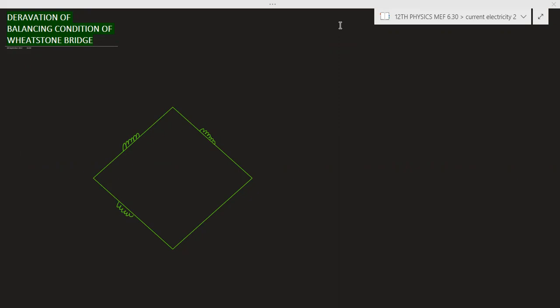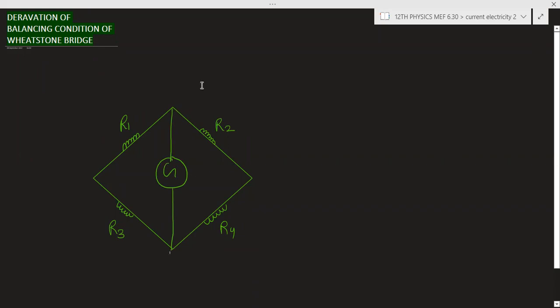Fine, sir. Okay. So we have this topic now, derivation of balancing condition of Wheatstone bridge. Wheatstone bridge is like this. I'm just drawing it, and suppose this is the resistance R1, this is the resistance R2, this is R3, and this is R4. Suppose earlier I connected here R5 resistance. This time, instead of R5 resistance, I am connecting a galvanometer.